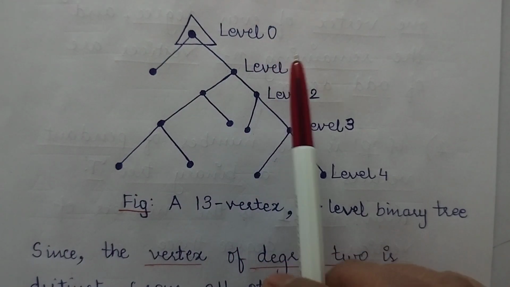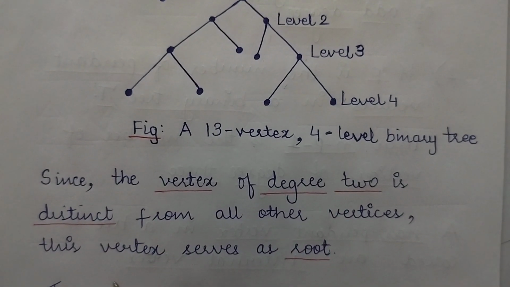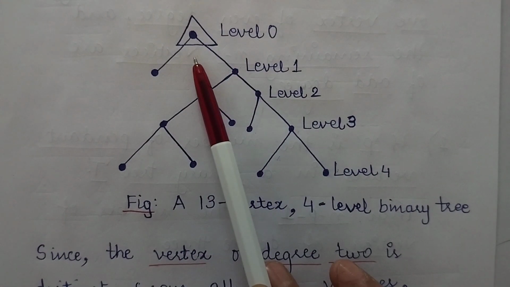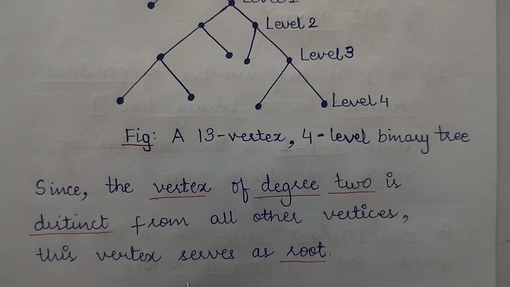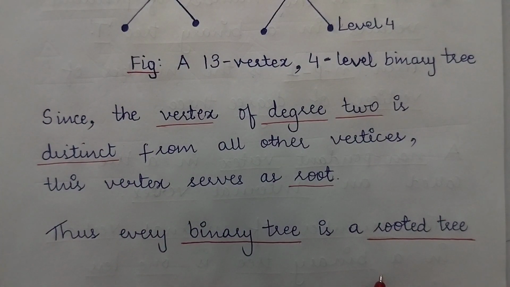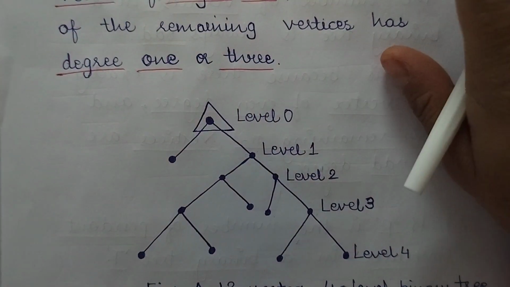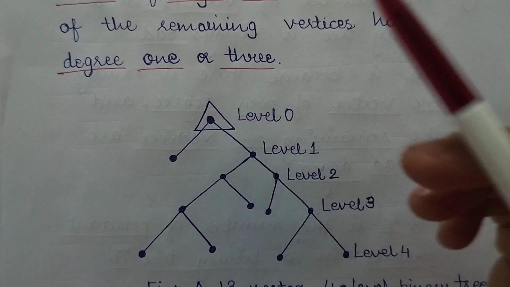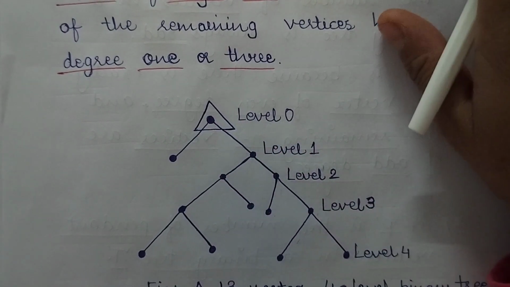We will study the levels of binary trees also. For now, you see the vertex of degree 2 is distinct from all other vertices. This is what I just told you, that the only vertex with degree 2 is the root, and you can clearly distinguish it from all other vertices, and this vertex serves as the root. Thus every binary tree is a rooted tree, right? Because the very first thing that I said was that binary tree is a special class of rooted trees. So that means every binary tree is a rooted tree. That is, it is compulsory for every binary tree to have a root, which is distinct from all other vertices of that tree.